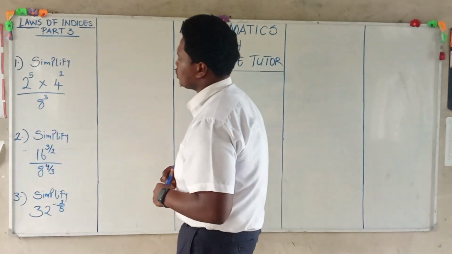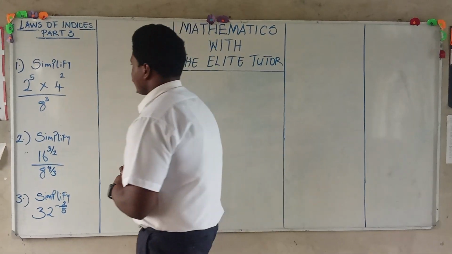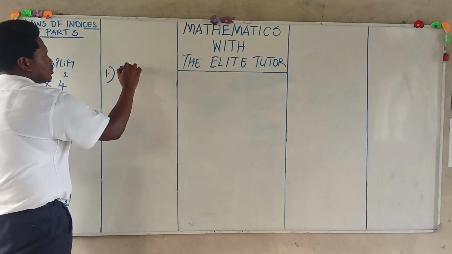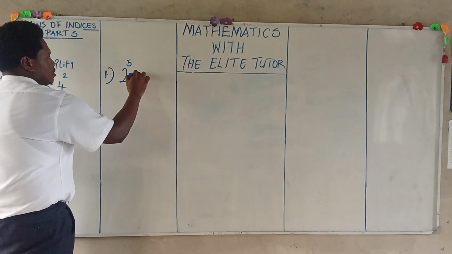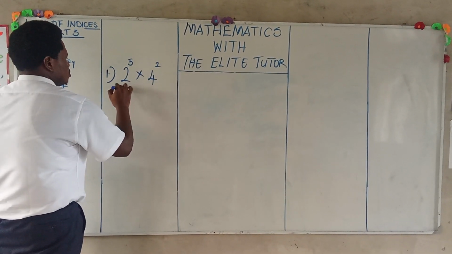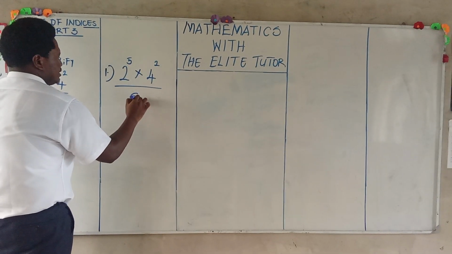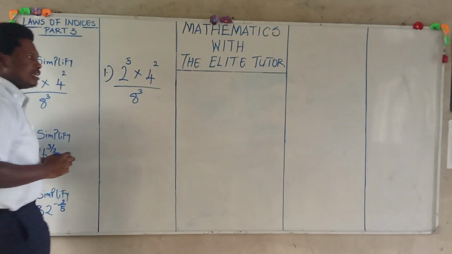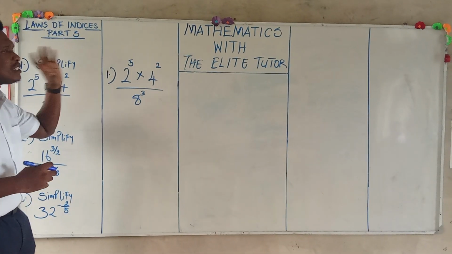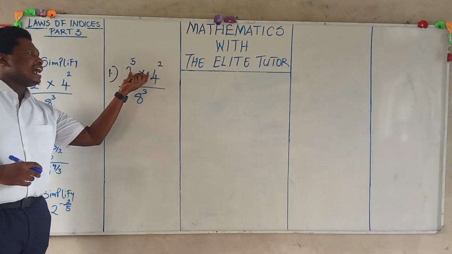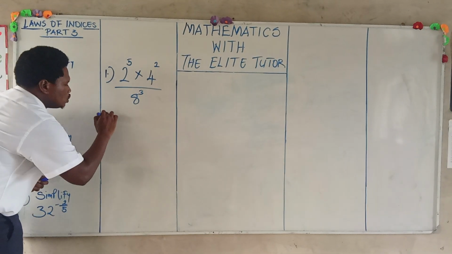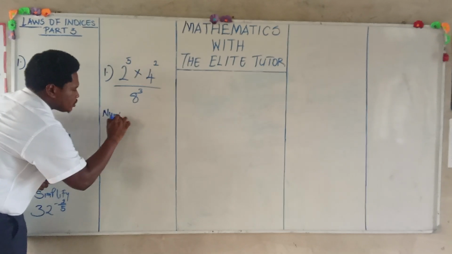Now we have the first question. We are asked to simplify 2 raised to power 5 multiplied by 4 raised to power 2, divided by 8 raised to power 3. Now we are asked to solve this question. The first thing we are going to do is look at the numerator first. We are going to solve the numerator part of the question.